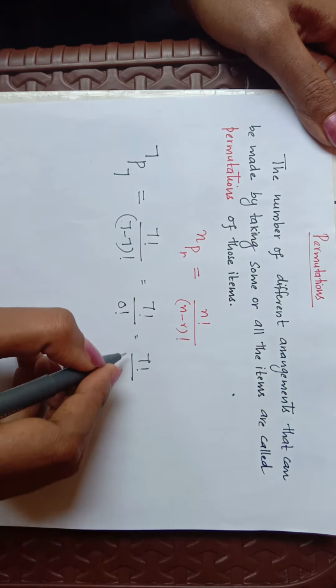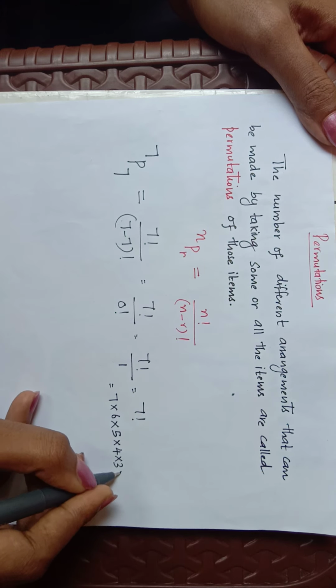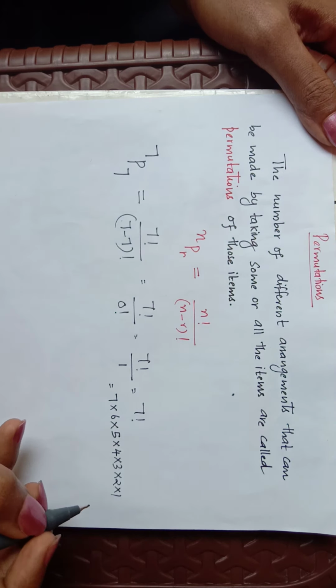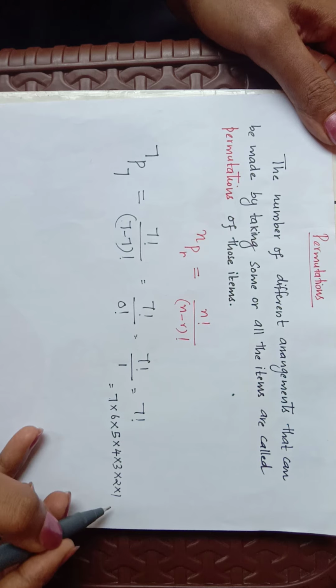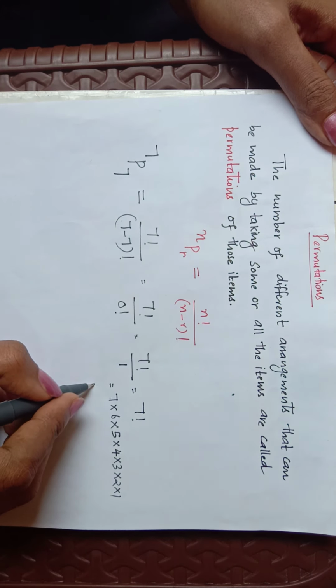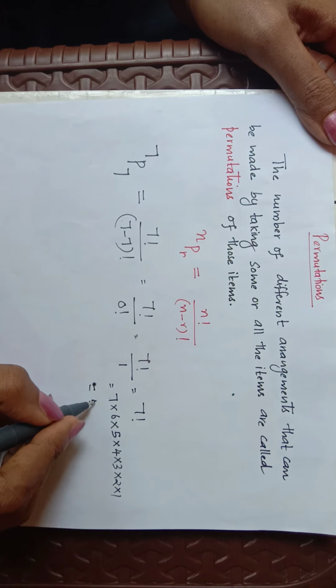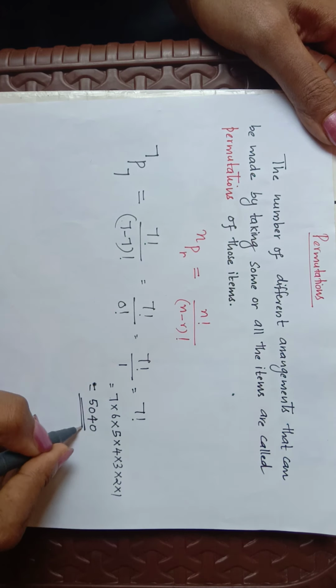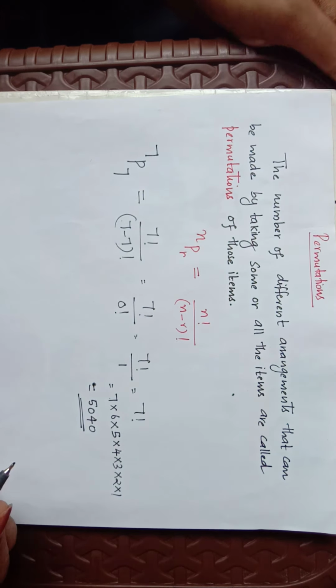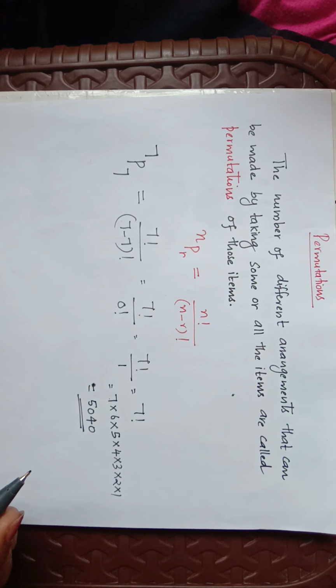Now what is 7!? 7 into 6 into 5 into 4 into 3 into 2 into 1, the continued product from 7 till 1. And the answer for this is 5040, which is 7!.